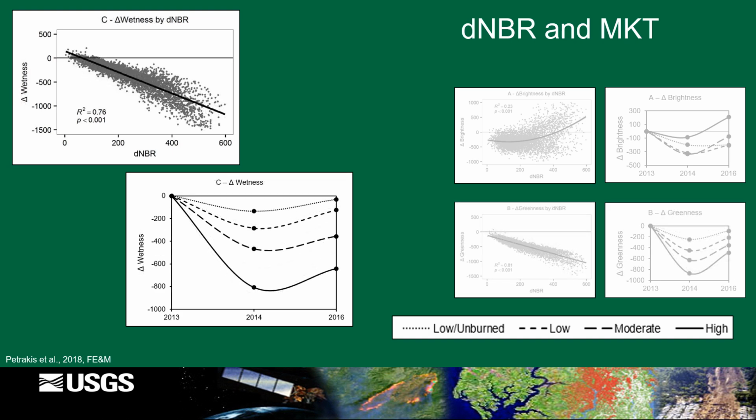Now looking at wetness, the results are very similar to greenness. As burn severity increases, wetness decreases. However, it decreases at a slightly greater rate with increasing burn severity. So you can see that on the graph here, where higher fire severity experienced a greater rate in the decrease of wetness both 1 year and 3 years after the fire, right here.